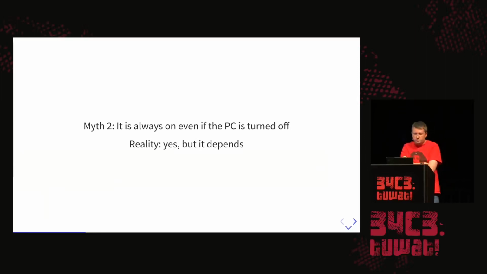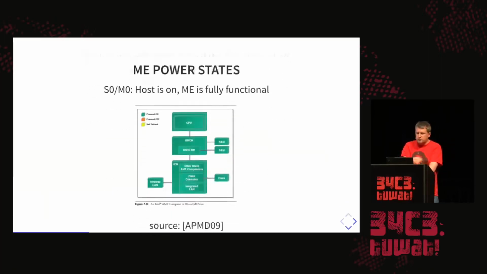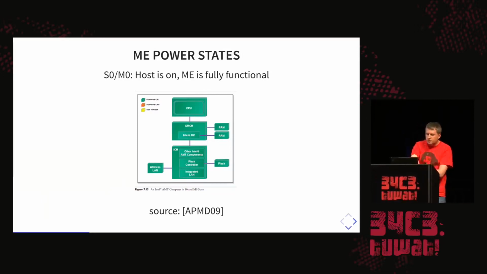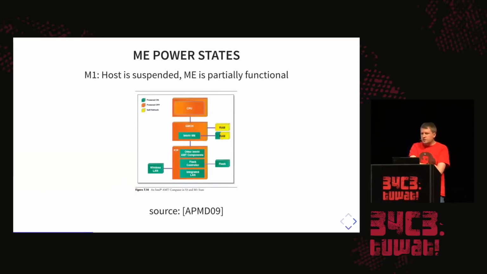So a bit more about other myths. People say that it's always on when the CPU is off. Well, it's kind of true, but it has some circumstances. So just a little bit about ME power states. When the CPU is on, ME is also working, and everything is fully powered. But when the CPU is sleeping, ME can be in different states, and for example, one of the states is called M1. So the main CPU is suspended, but ME functions. It has a bit of RAM which is working.